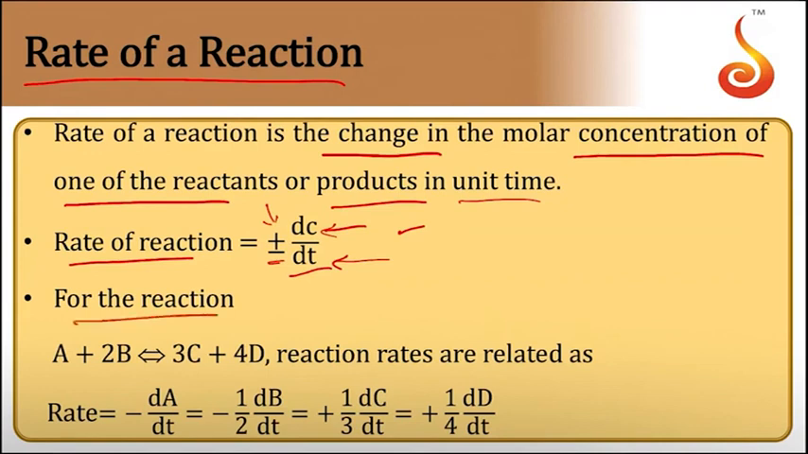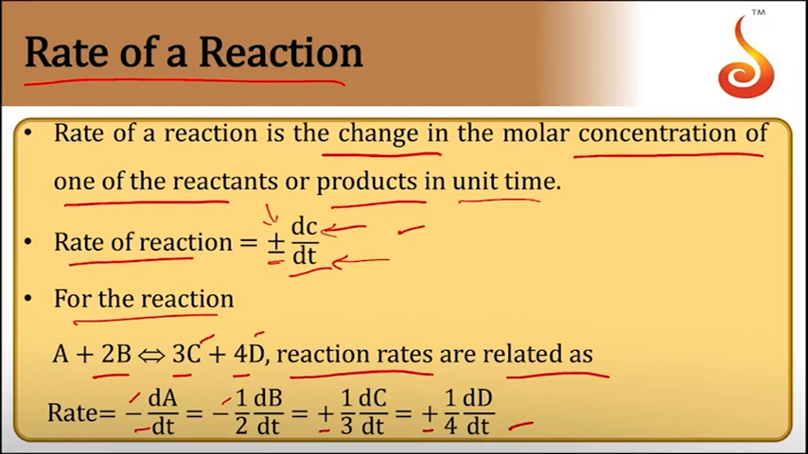Now, for a reaction A plus 2B giving rise to 3C plus 4D, the reaction rates are related as: rate is equal to minus dA by dt, is equal to minus 1 by 2 dB by dt, and plus 1 by 3 dC by dt, and plus 1 by 4 dD by dt. So the minus signs are there with respect to reactants A and B, and plus signs are coming with respect to products C and D.